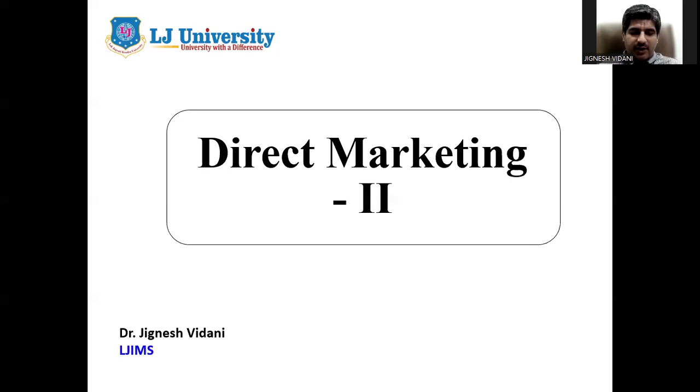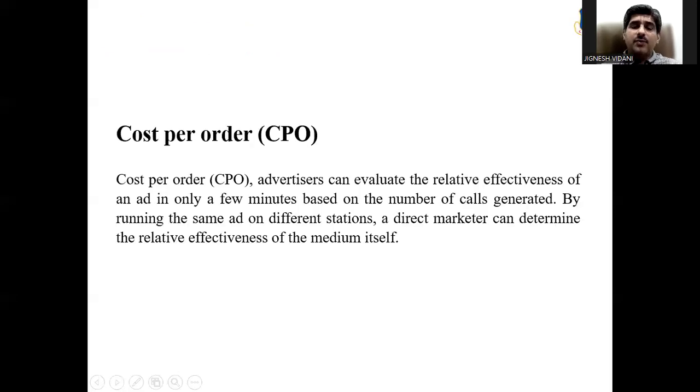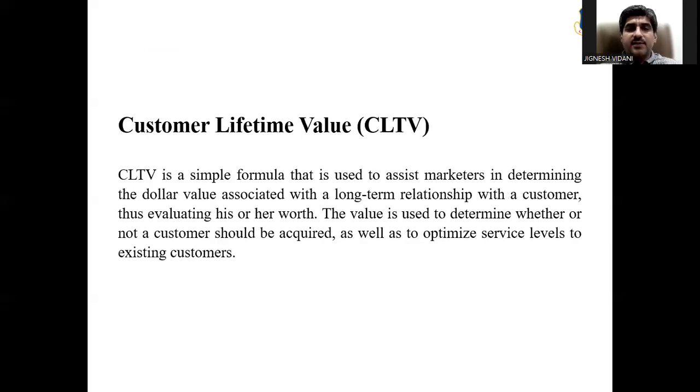Direct marketing continued. Cost per order, CPO. Advertisers can evaluate the relative effectiveness of an ad in only a few minutes based on the number of calls generated. By running the same ad on different stations, a direct marketer can determine the relative effectiveness of a medium itself.